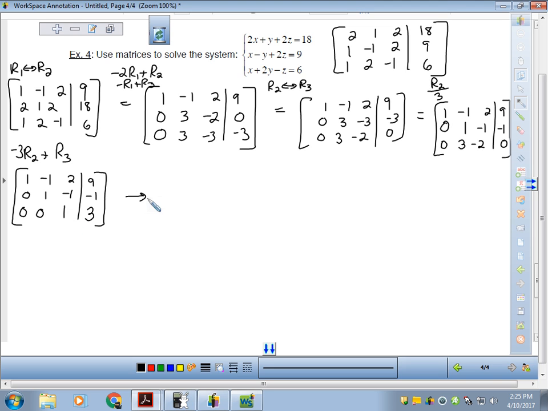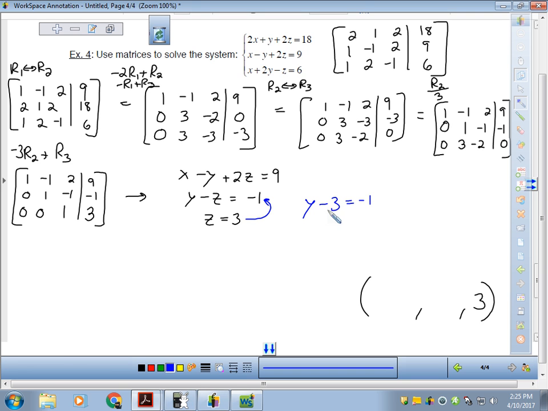So now we're ready to retranslate this back into equations. So this top row would be x minus y plus 2z equals 9. The second row would be y minus z equals negative 1. And the last one would be z equals 3. Okay, so we already know part of our answer. Z is 3. To find the y, we just take that 3 and plug it back in up here. So y minus 3 equals negative 1. Add the 3 across. So y equals negative 1 plus 3, which is 2.